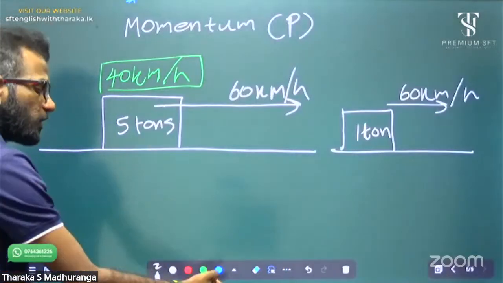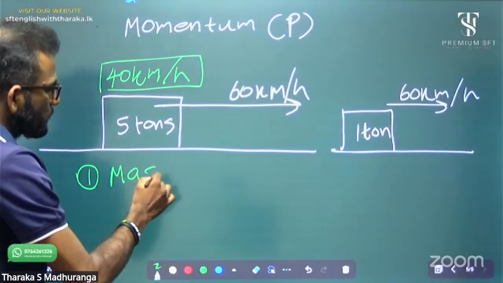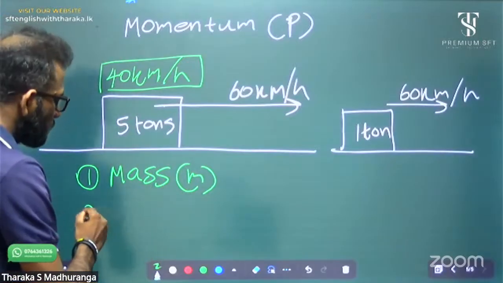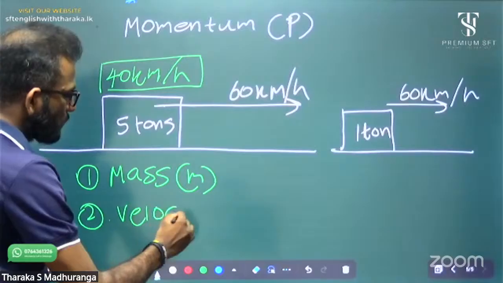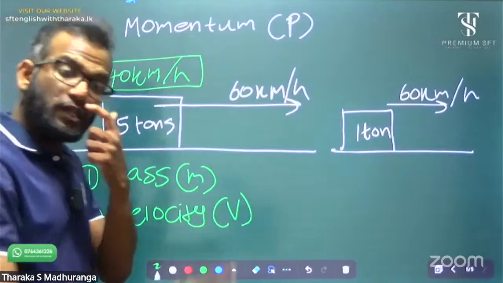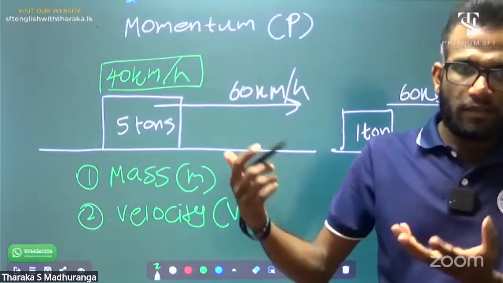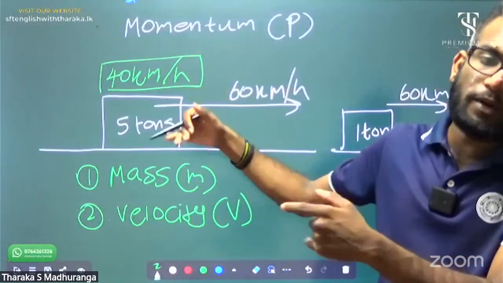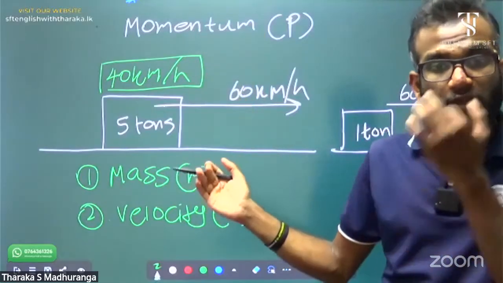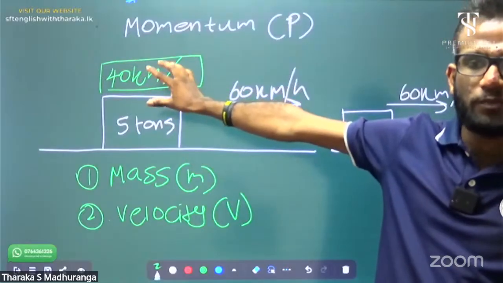There are two main factors that affect this momentum. What's the first one? The first one is mass. The other one is velocity, V. Both are directly proportional to P. That means if mass increases, momentum increases. That's why for heavy vehicles the momentum is greater, because mass is increasing. To reduce the momentum, velocity has to be reduced. That's why they maintain this 40 kilometers per hour speed.